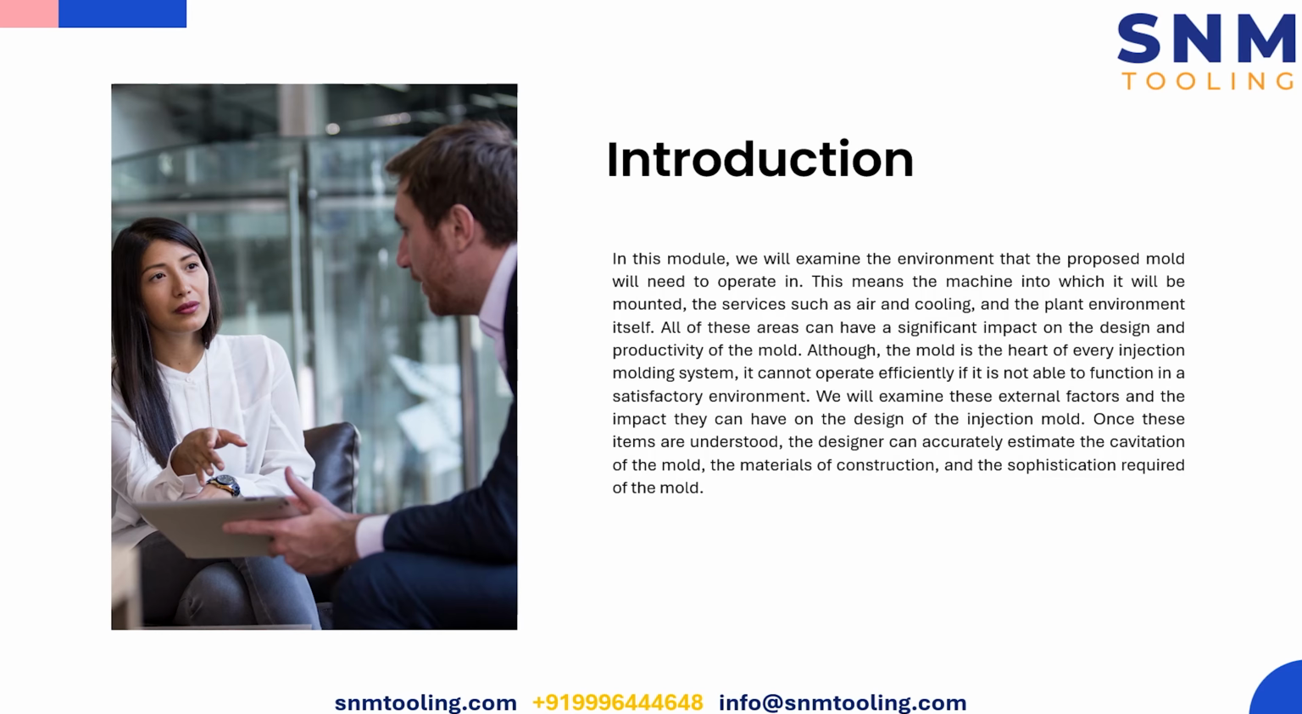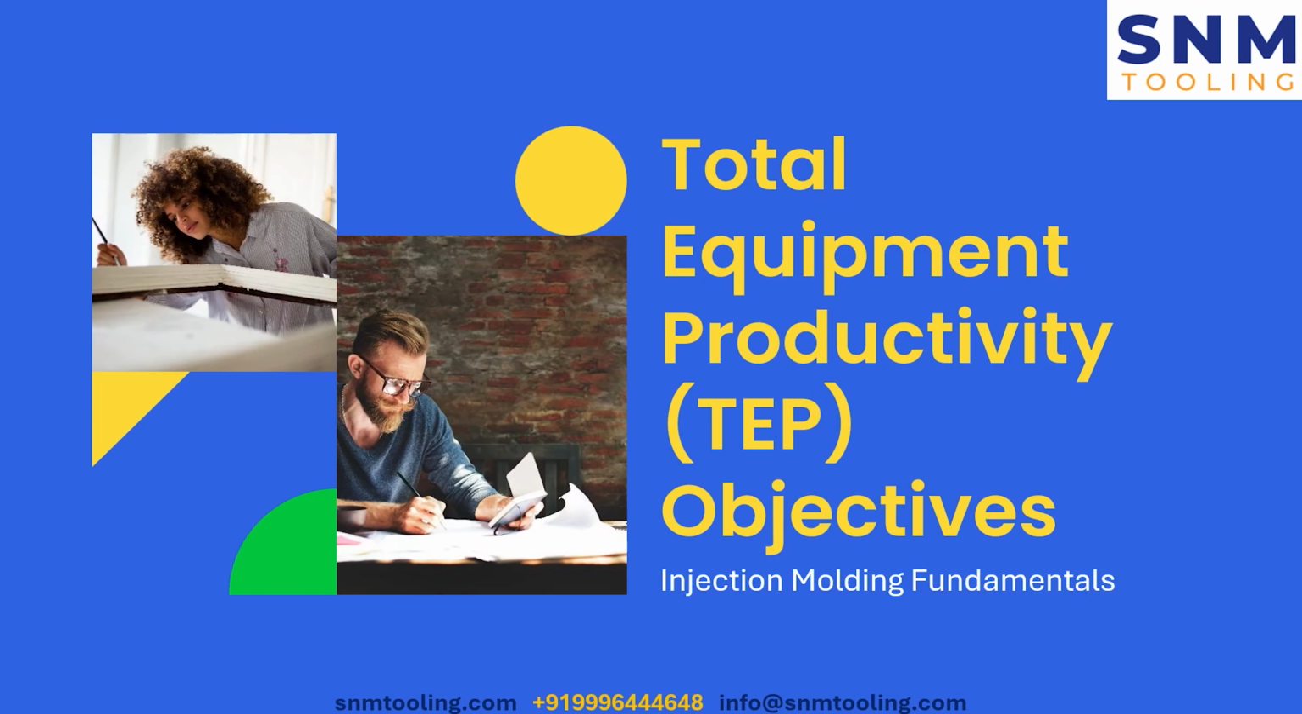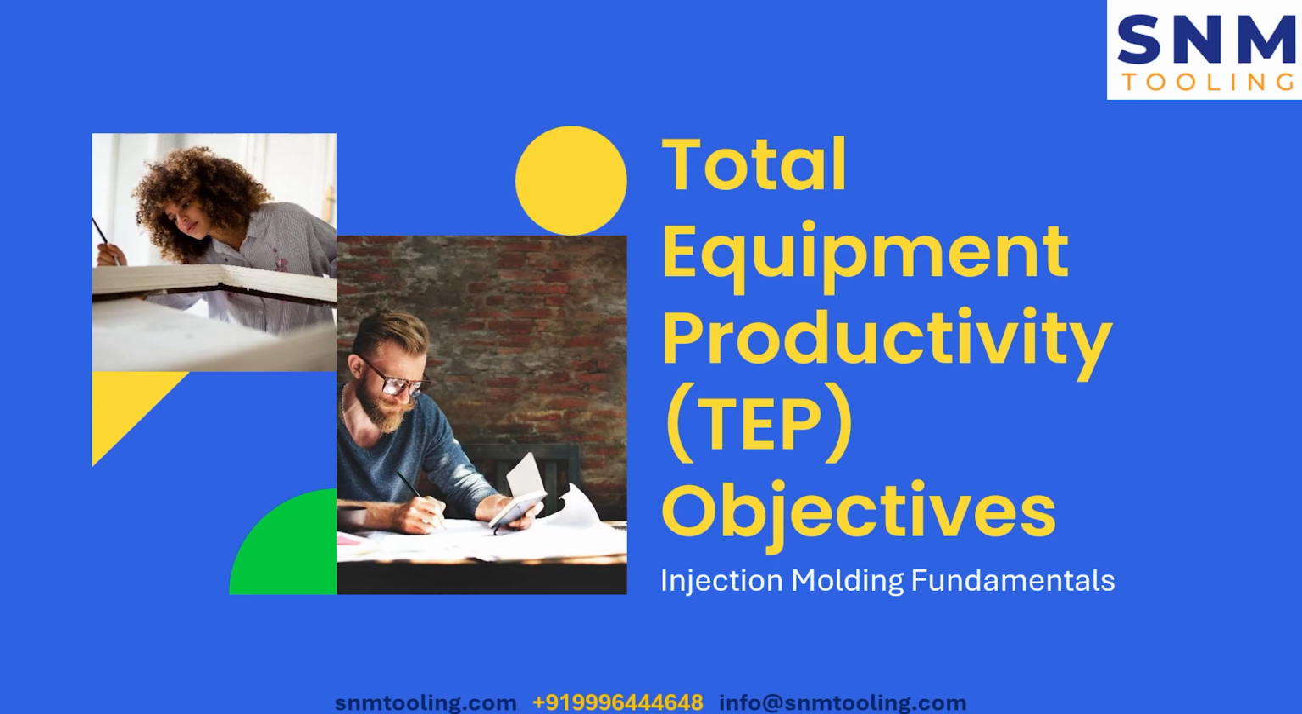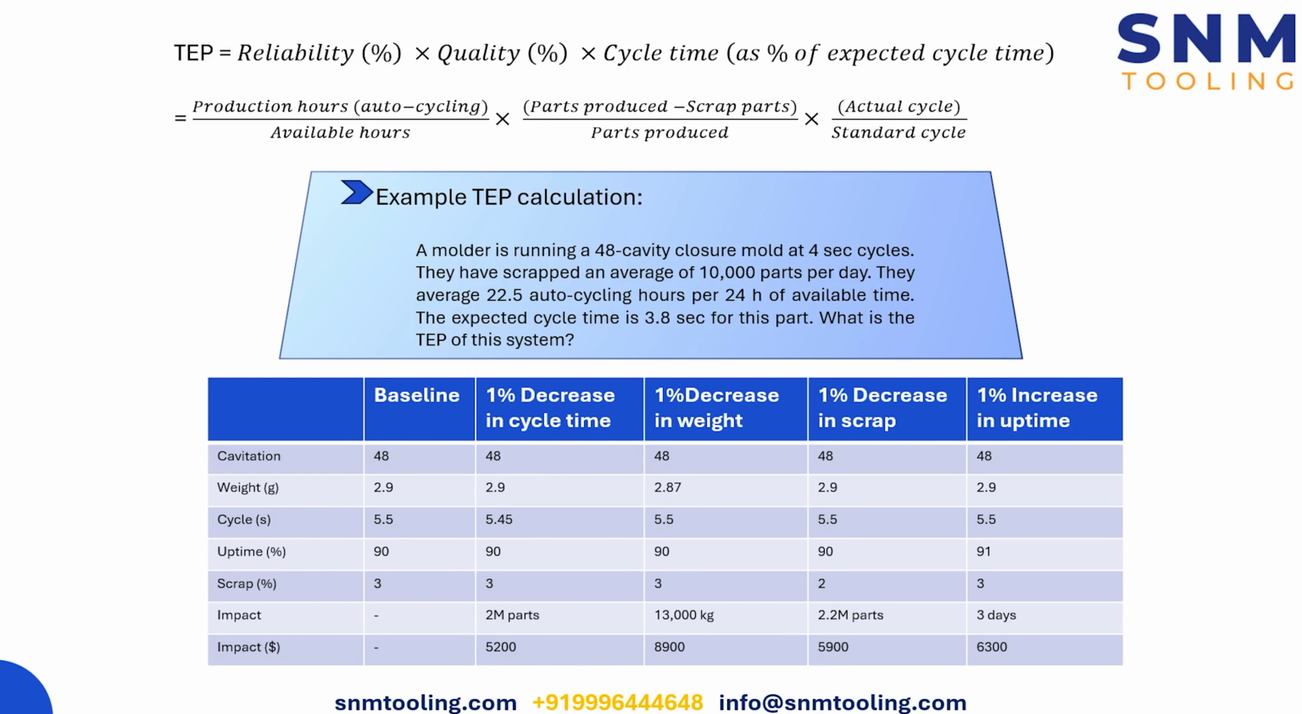So the first concept, or the first factor which comes into play, is the total equipment productivity. What exactly is it? As I told you, it simply means how many good parts a mold can make, right? I'll give you an example here.